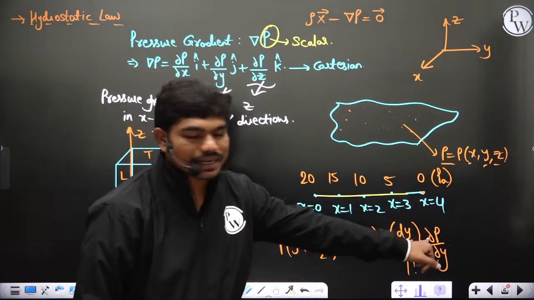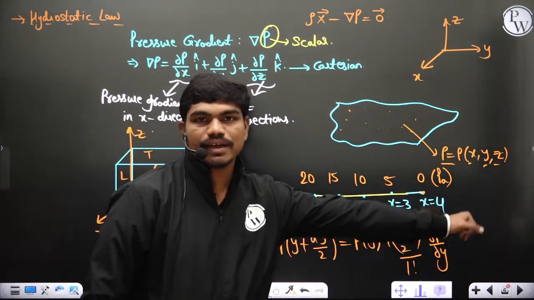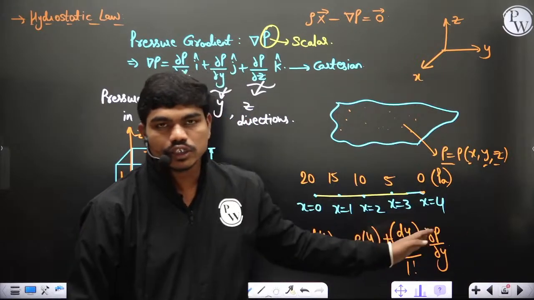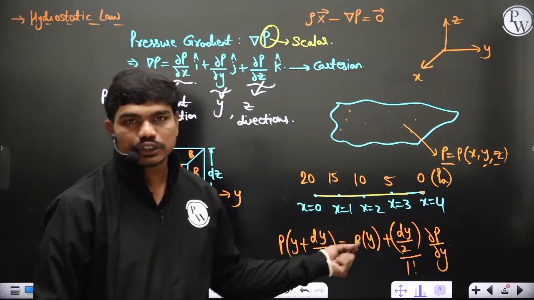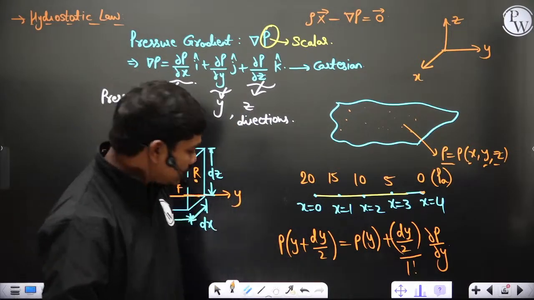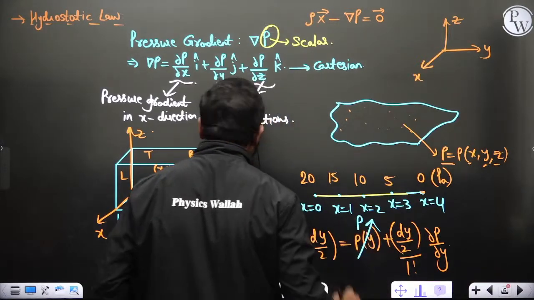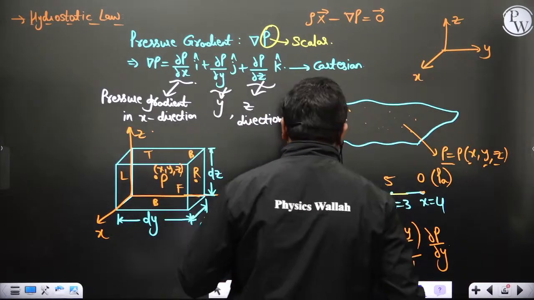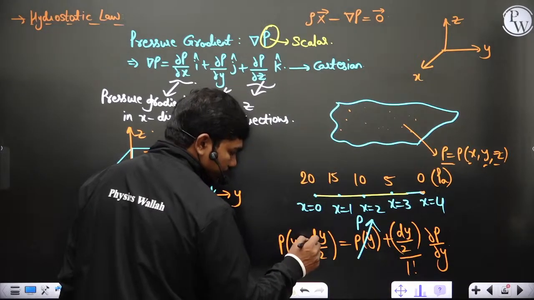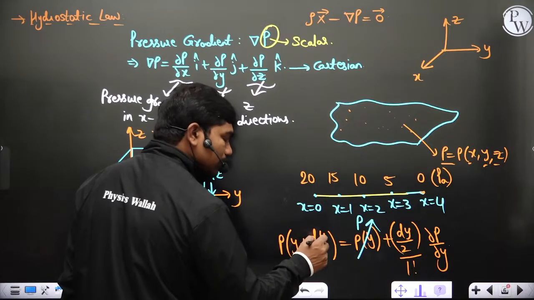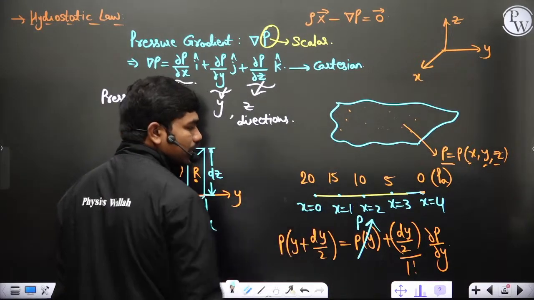The next terms I am neglecting, because we have dy by 2 whole square by 2 factorial, plus dy by 2 whole cube by 3 factorial and so on. If I neglect the higher order terms, this is how I can write the first order Taylor series. Yes or no? Obviously, this pressure is P, because at this location I should actually write P of x, y, z plus x plus dx, y plus dy, z plus dz by 2. But the change is only in the y direction I'm talking about.